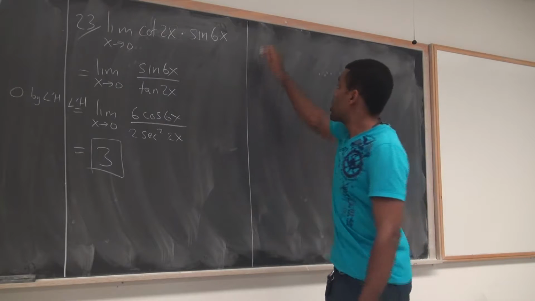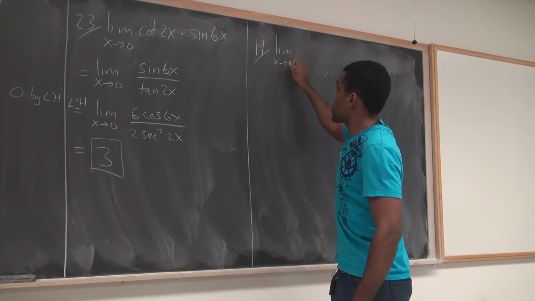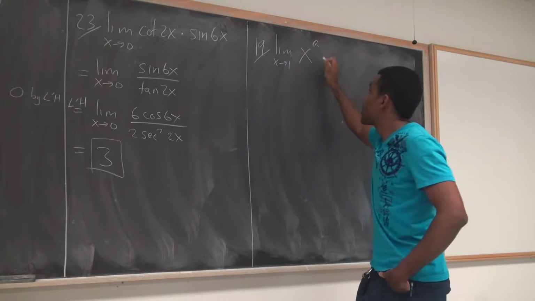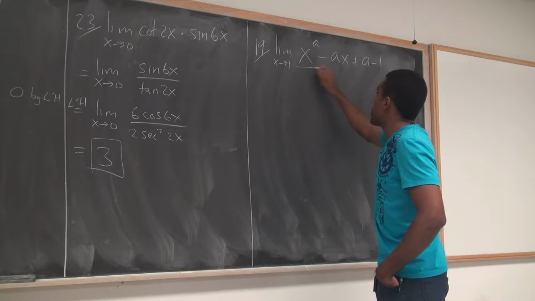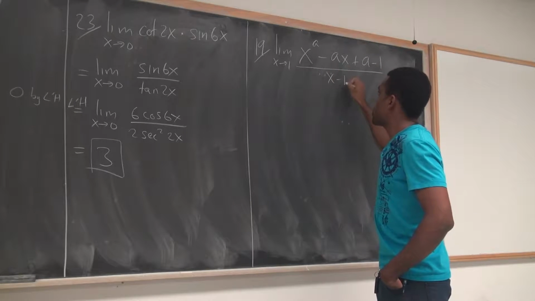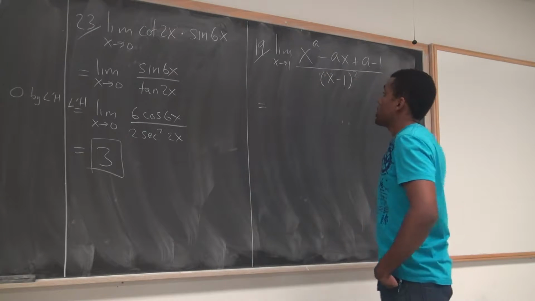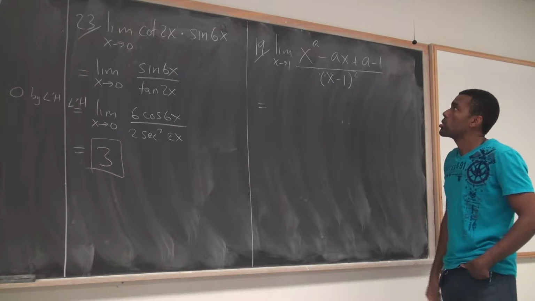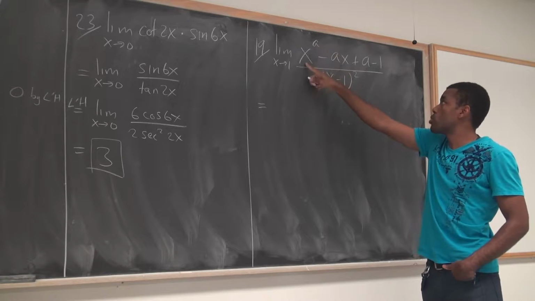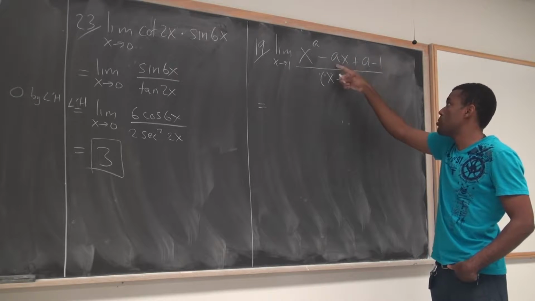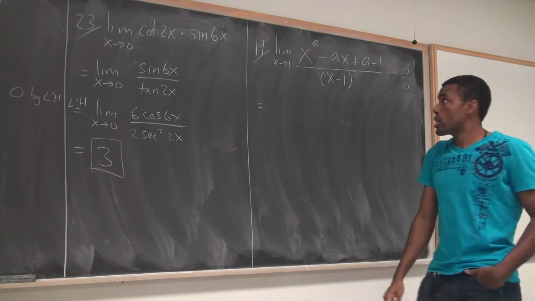19. Limit as x goes to 1 of x to the a minus ax plus a minus 1, over x minus 1 all squared. Right, so if I let x go to 1, 1 to the a is just 1, minus 1 gives me 0, this would be minus a plus a, so the top would go to 0, and the bottom would also go to 0. So I can apply L'Hopital's rule.